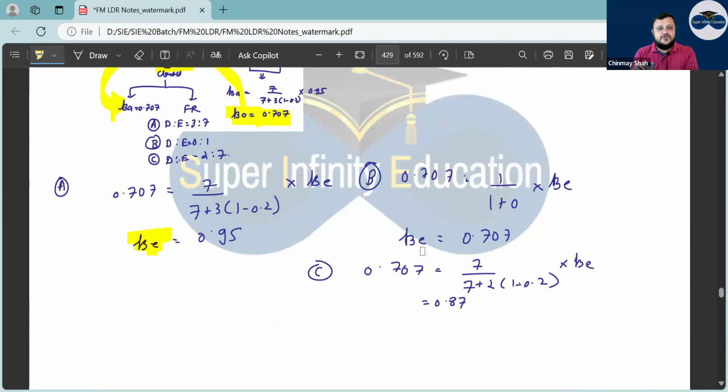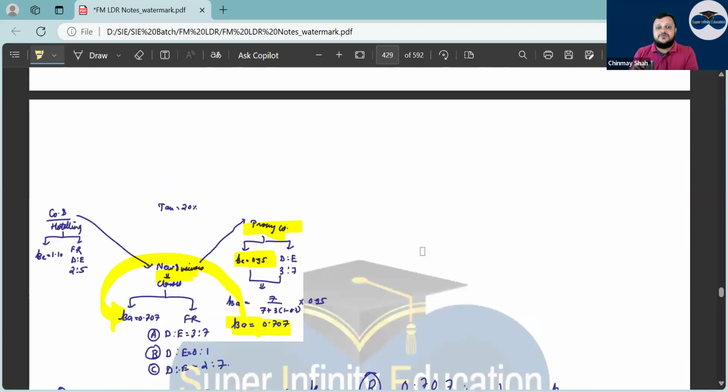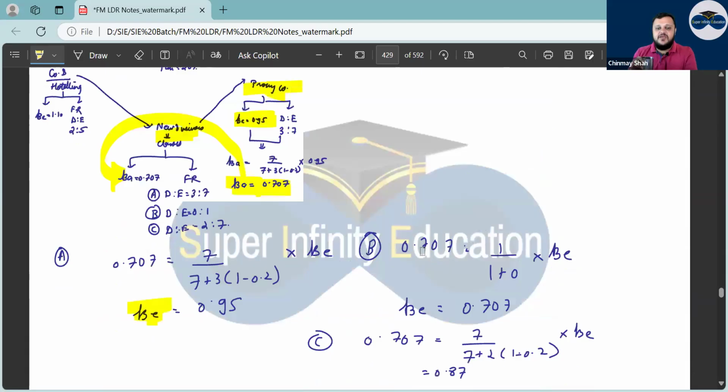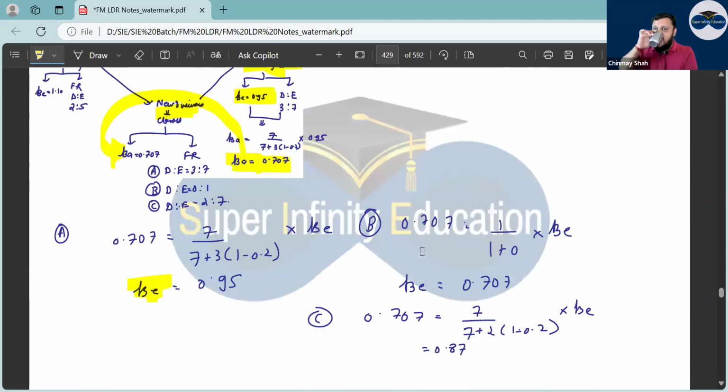For this, I have taken 2 questions here to prove this. I have taken questions A, B, and C. Have a look here.